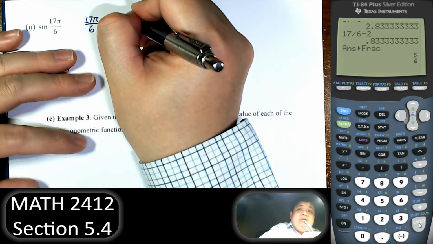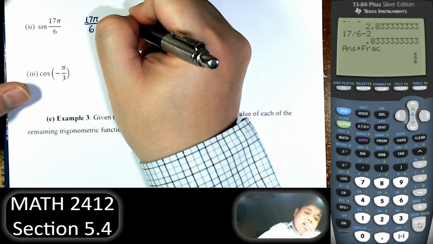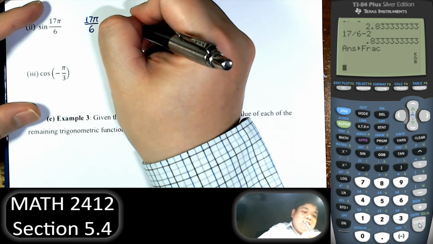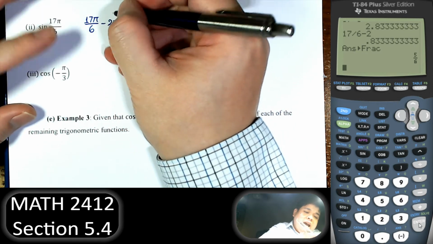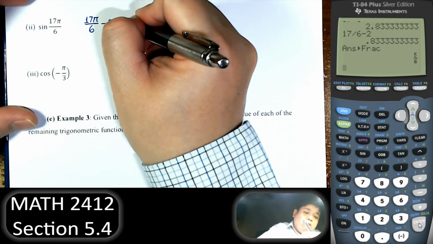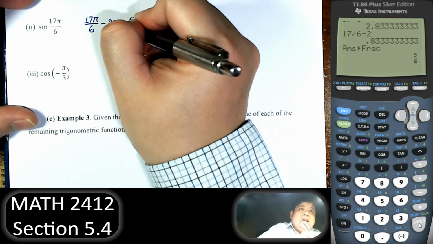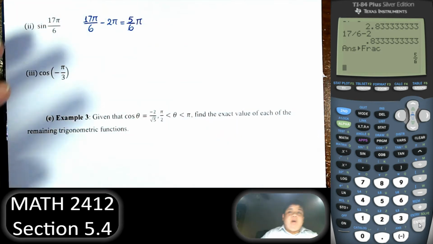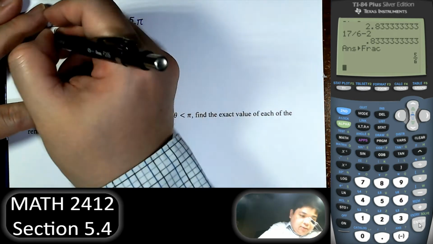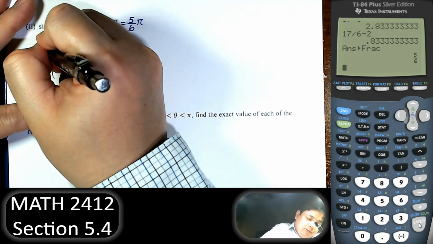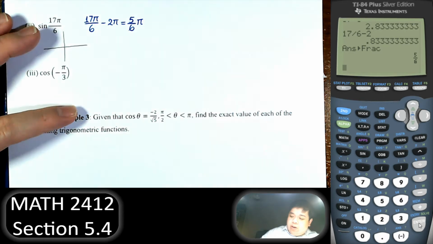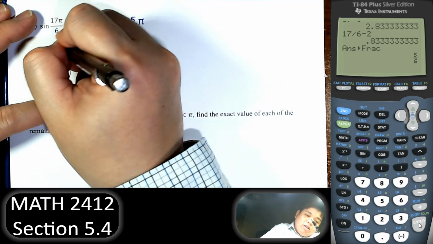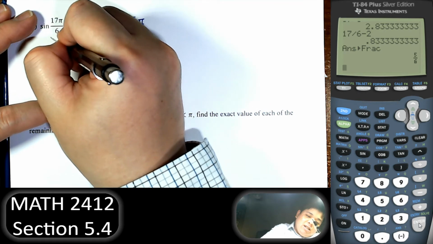If it's not enough, keep subtracting 2 pi. If it is too small, if it is too negative, add 360 to it. So the point here is we can add 360 or a multiple of 360. In this case, a multiple of 2 pi. And we have 5 pi over 6. So we have here 0, pi, 5 pi over 6, so a little bit less than that.